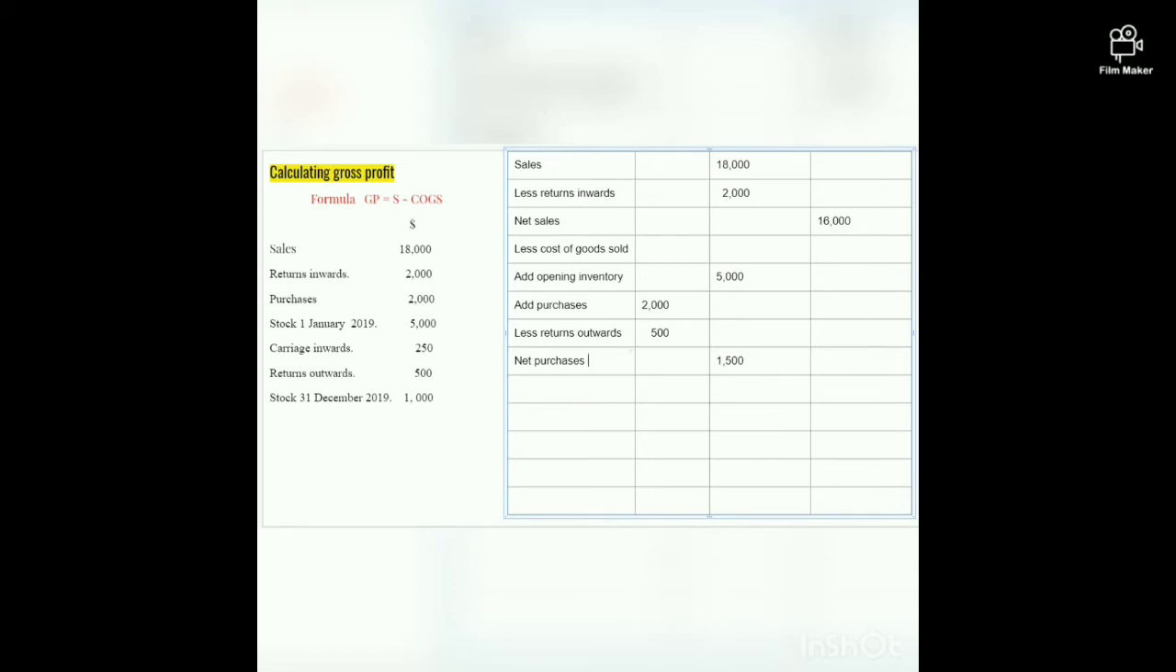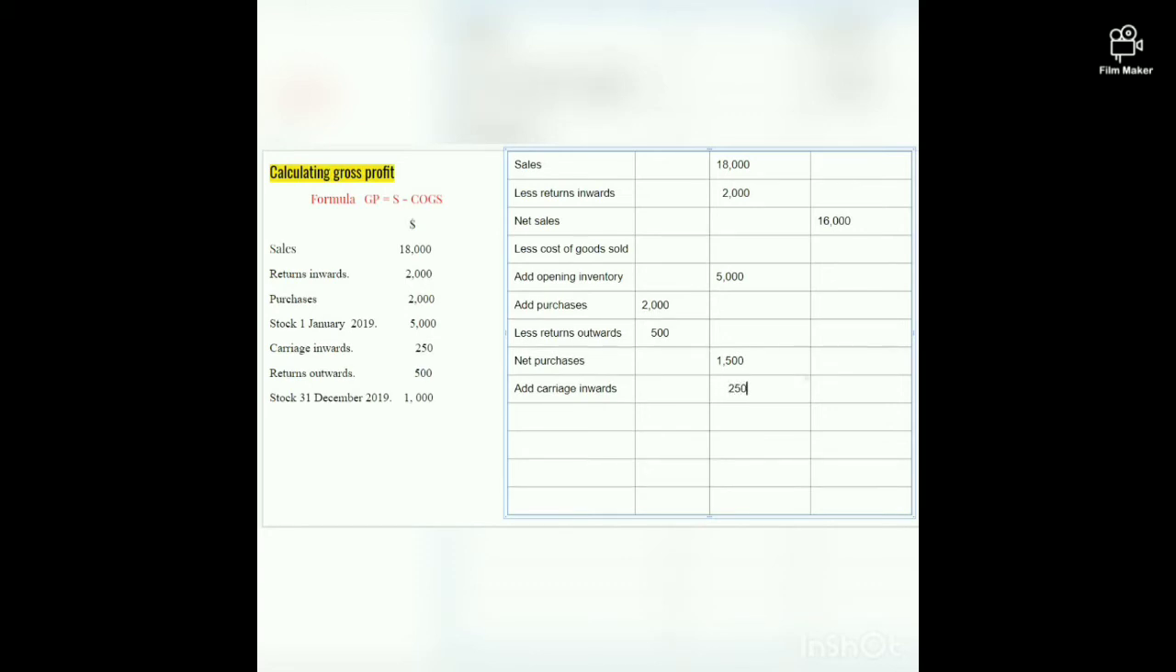did we pay to carry the goods into the business? Now, when you carry goods into your business, there's a cost that the business bears, which we refer to as carriage inwards. Once there's carriage inwards, you add your carriage inwards. So in our little scenario here, we have carriage inwards of 250. So we are going to add carriage inwards 250.